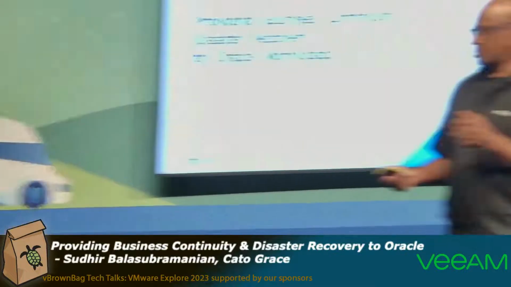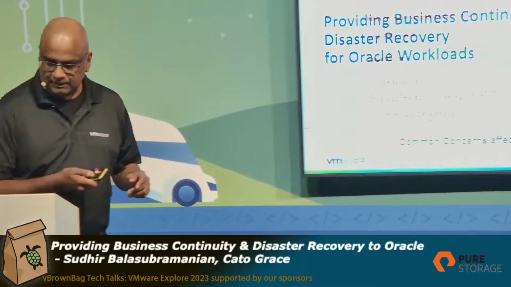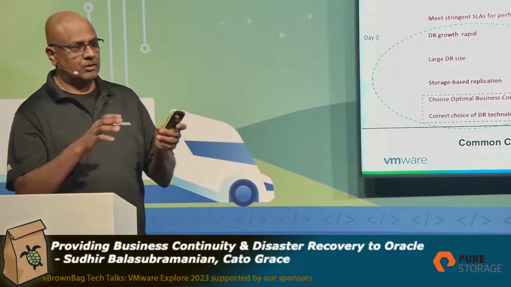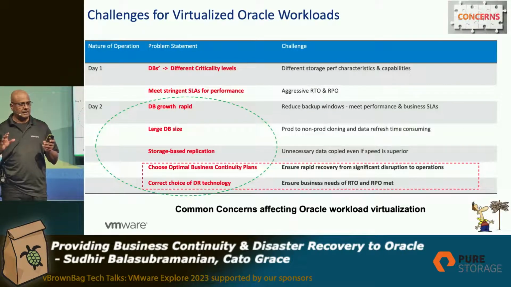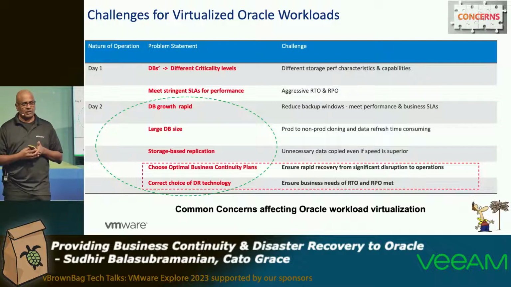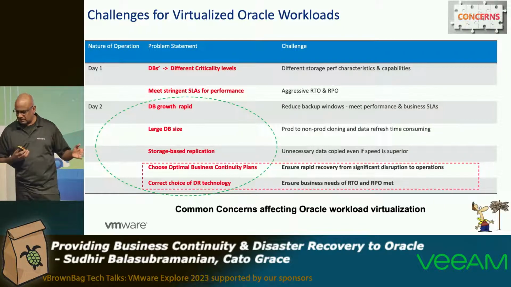Thank you. Can you guys hear me in the back? Good. All right. So essentially, Cato spoke about SRM, vSphere Replication, and vVols at a very high level. He spoke about how you are able to replicate using either storage-based, vVol-based, or even appliance-based replication.